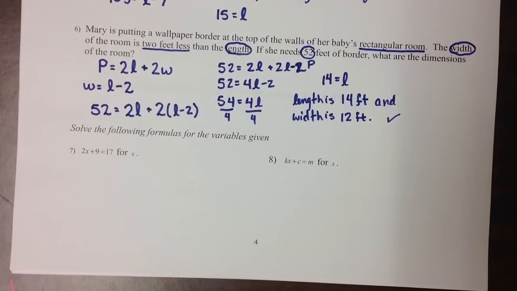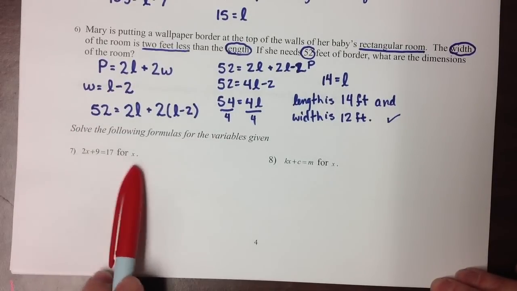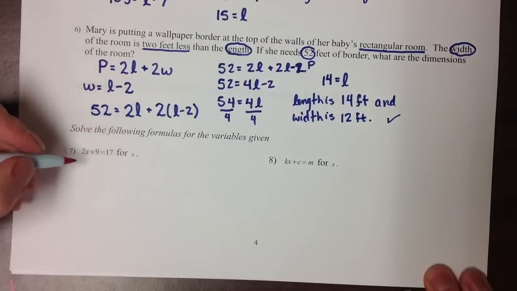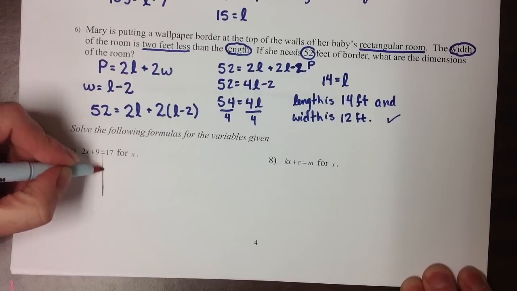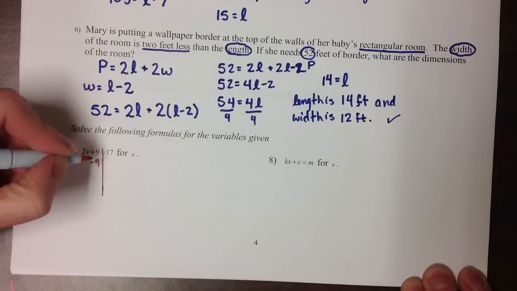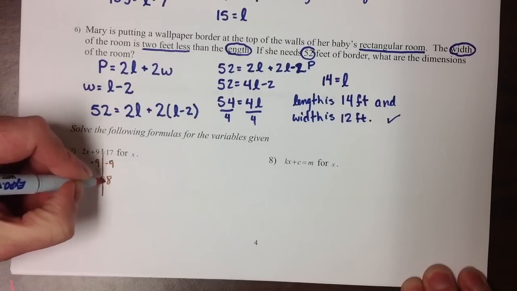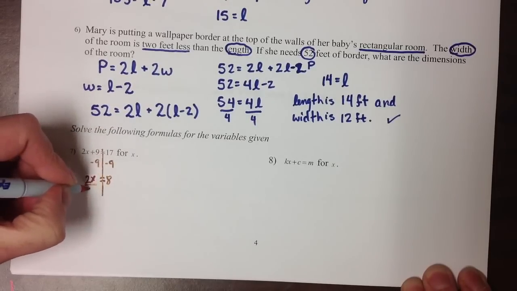The next skill for this section looks at solving formulas for a particular variable. So to review this, we're going to look at a very familiar looking linear equation. Solving 2x plus 9 equals 17 for x is what we were doing back in Unit 1. And the steps there haven't changed. So I would start by subtracting 9 from both sides, and then dividing both sides by 2.